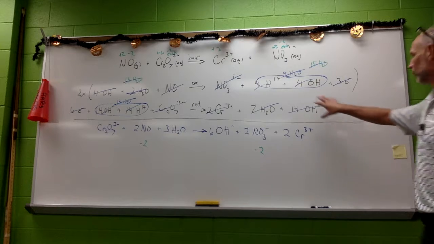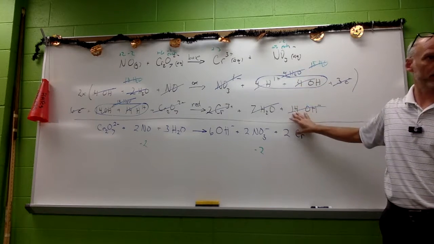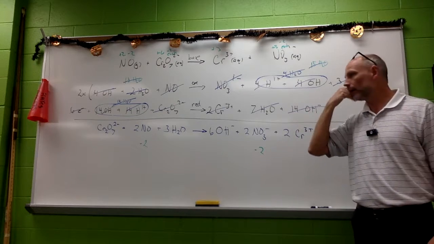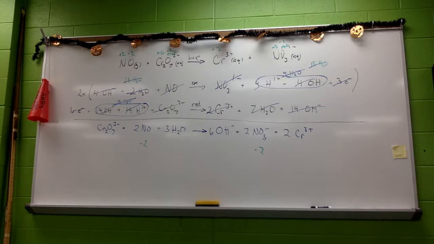The other than the fact that we have to add hydroxide to neutralize the hydrogen ions. And then the only other tricky part is we have to combine terms and come up with a net number of each of those species. It's almost always water and hydroxide ion that you have to do the net for. Would you like to try one on your own?